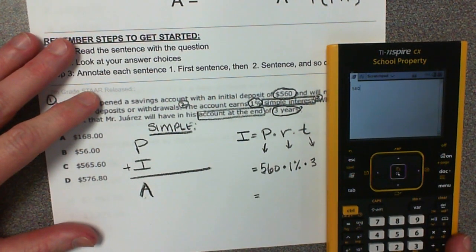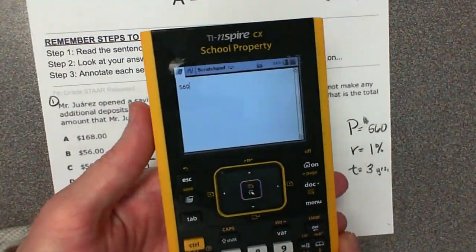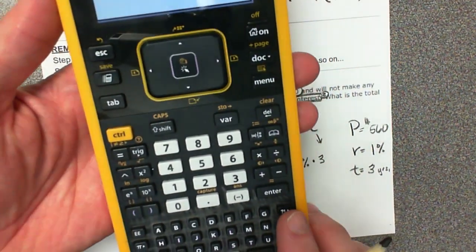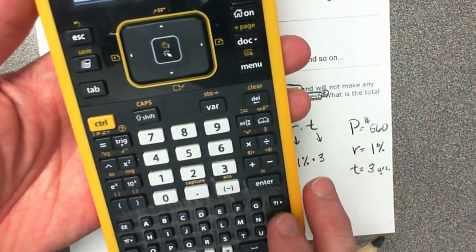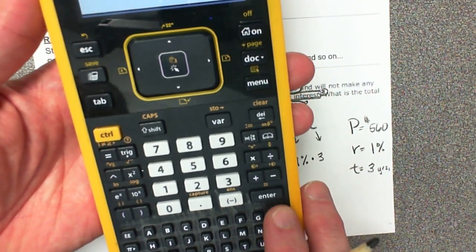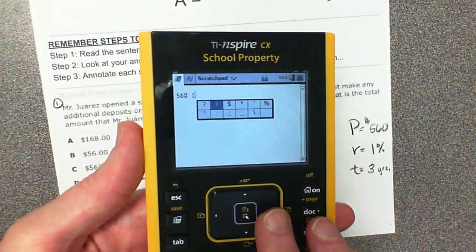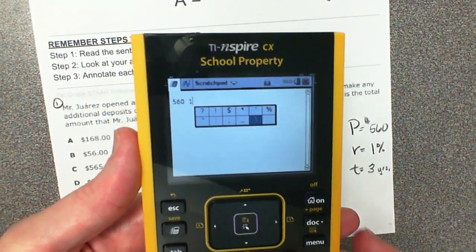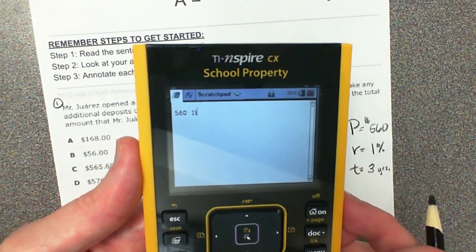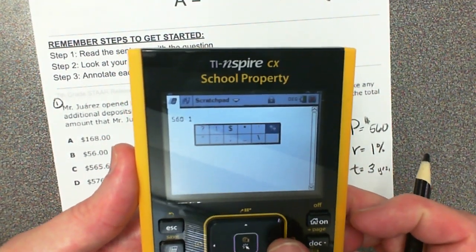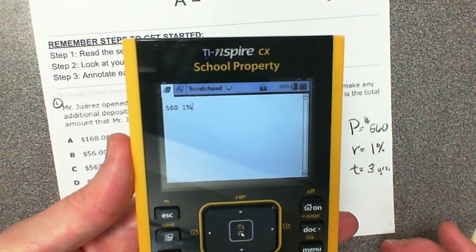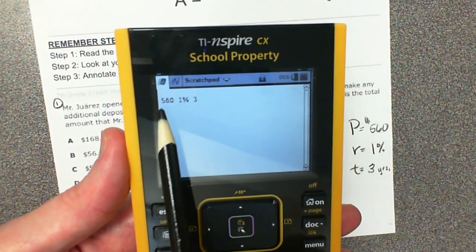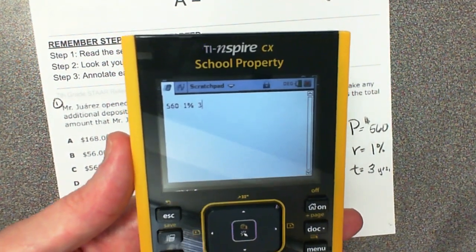$560 times 1, and remember the percent button is right down here underneath the enter sign. It's got a question mark on it and an exclamation point. Once you hit that, it's going to bring up your options, and you're going to click over and put in your percent sign. Now remember, we're not done because we have not put in our number of years. So it's $560 times 1% times 3.